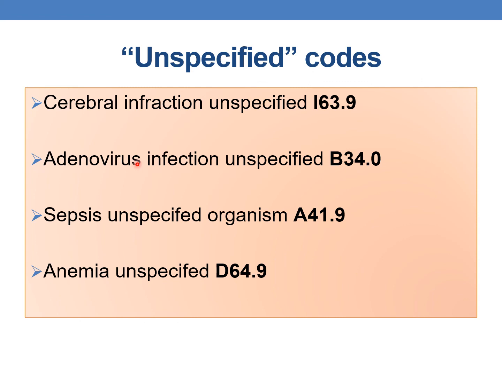Adenovirus infection unspecified is indicated by B34.0. And sepsis unspecified organism is indicated by A41.9. Anemia unspecified is indicated by D64.9. Unspecified codes are given whenever there is insufficient documentation in the medical record to assign a more specific code.